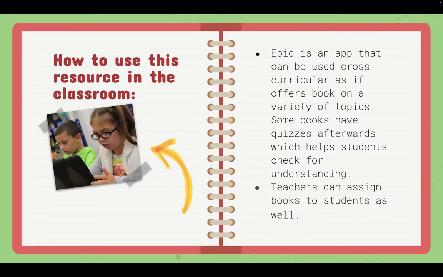And then, how could you use this resource in the classroom? Epic, like I mentioned, is an app, and you can use it cross-curricular as it offers books on a variety of topics. Some books have quizzes afterwards, which help students check for understanding. There are books that are more science-based if you're learning about, let's say, natural disasters. You could also use it for some of your social studies topics. So let's say we're talking about Jamestown, and there are some books on Epic for that as well.